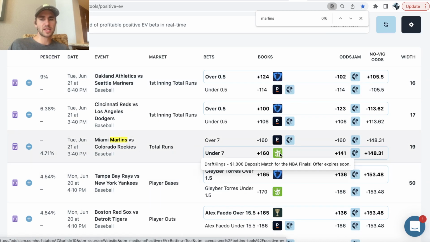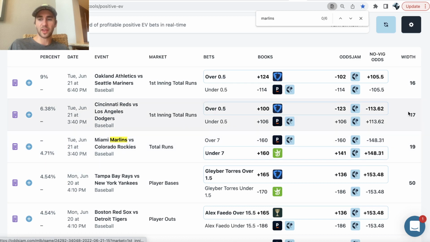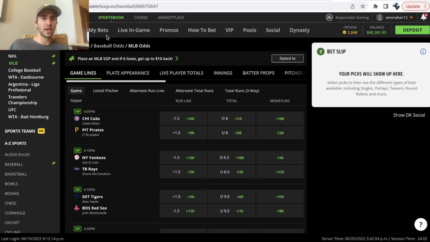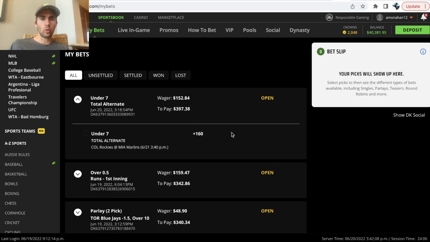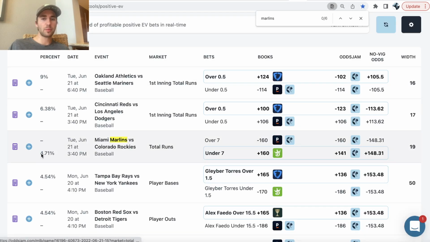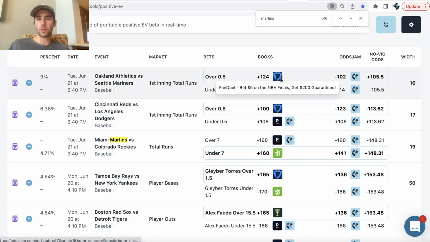So the final bet is under seven runs, a very tight market. Again, all three of these are very tight markets, with plus 160 on DraftKings. We can see right here the max wager they gave me for this one is 152.84. So we have the profit margins. We have our stakes for every bet, 152.84, $60, 48.40, or whatever it was.